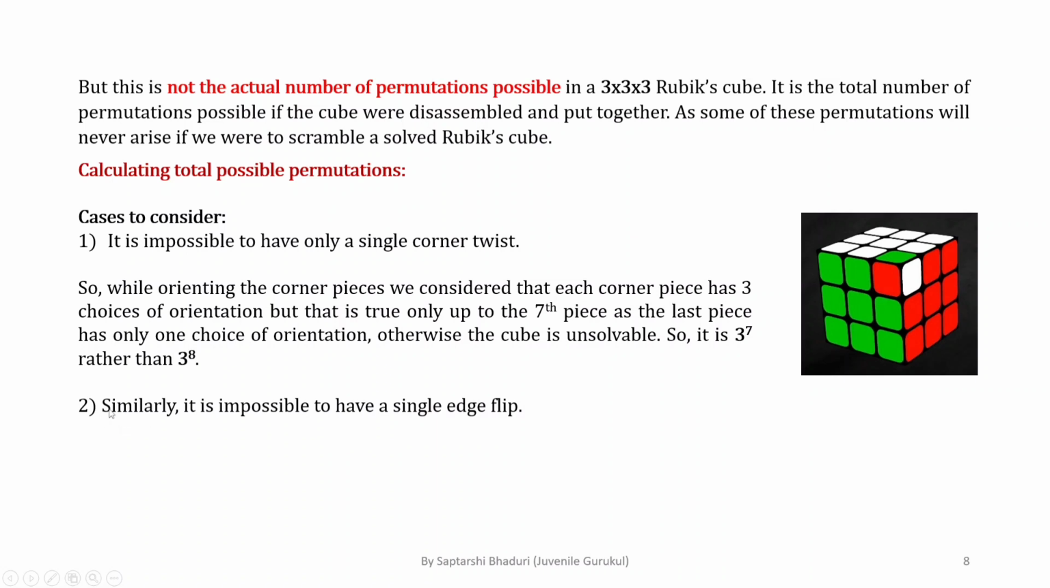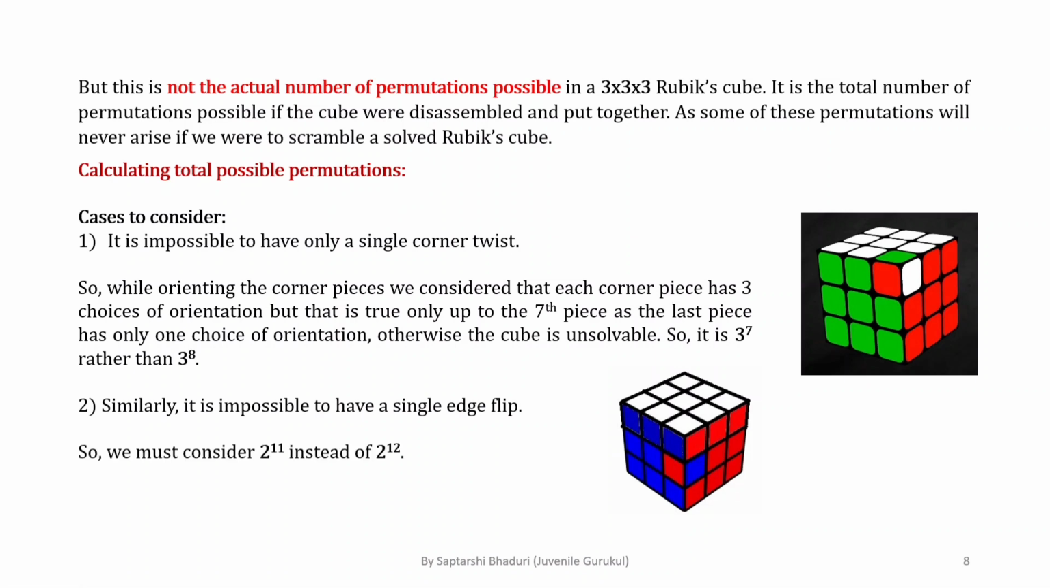Similarly, the second case we have to consider is the case of an edge flip. There is no possibility of a single edge flip when we scramble a solved Rubik's cube. Here I have shown a single edge flip. This single edge flip is never possible when we scramble a solved Rubik's cube. It is only possible when we disassemble it and put it together, that is, assemble it again. So we must consider 2 to the power 11 cases instead of 2 to the power 12 cases.